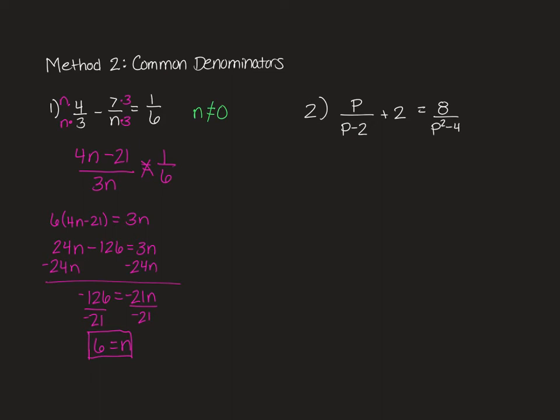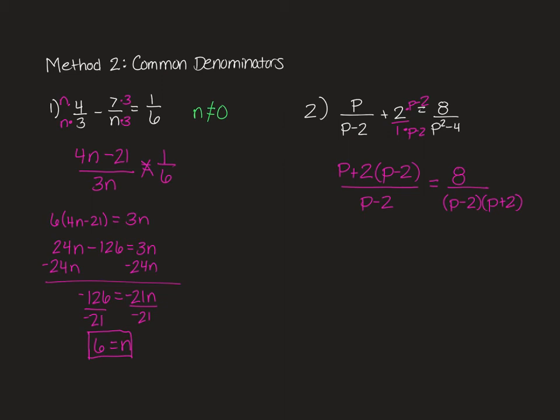So let's look at number 2. I have p over p minus 2 plus 2 is equal to 8 over p squared minus 4. So we have to get common denominators on that left-hand side first. So with this one, I'm going to put it over 1, and then I'm going to multiply by my other denominator, the p minus 2. So what I get is p plus 2 times p minus 2 all over p minus 2 is equal to 8 over, well, p squared minus 4, that's a difference of squares. I'm going to factor it, and let's see if that helps me in anything.